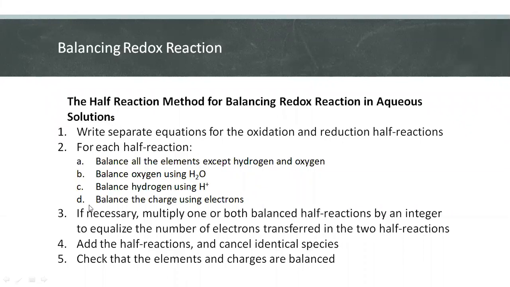Third step, if necessary, multiply one or both balanced half reactions by an integer to equalize the number of electrons transferred in the two half reactions. Fourth step, add the half reactions and cancel all identical species. And lastly, check that the elements and charges are balanced.